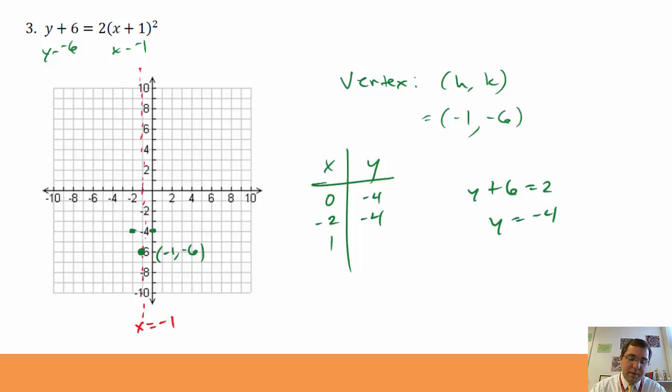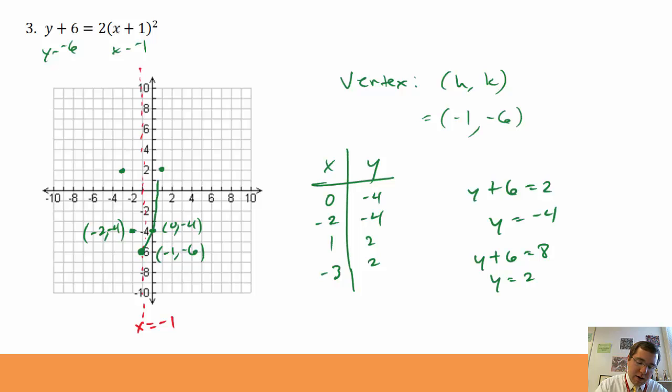When x is 1, so 2 to the right of the vertex, we'll have 1 plus 1, which is 2. 2 squared is 4. 4 times 2 is 8. So we'll have y plus 6 equals 8, which means y equals 2. So at 1, I'm at 2. And 2 to the left of the vertex at negative 3, I will also be at 2. Okay, let's label some points. We've got the point 0, negative 4, and its symmetric point at negative 2, negative 4. Let's draw the curve. And this is narrower than the original parabola.